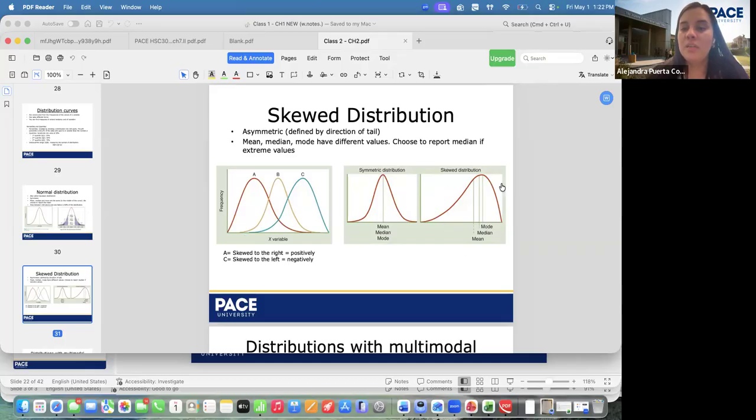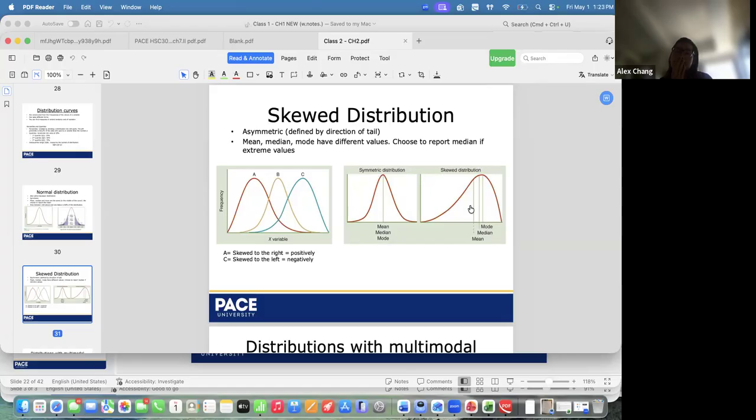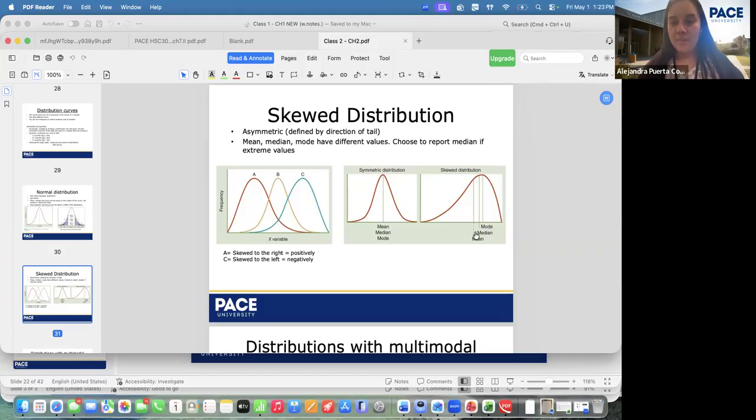So this one here, wait, do you actually see my cursor? Yeah? Yes. This one here, is it to the right or to the left? Left. So is it positive or negative? Negative. Exactly.